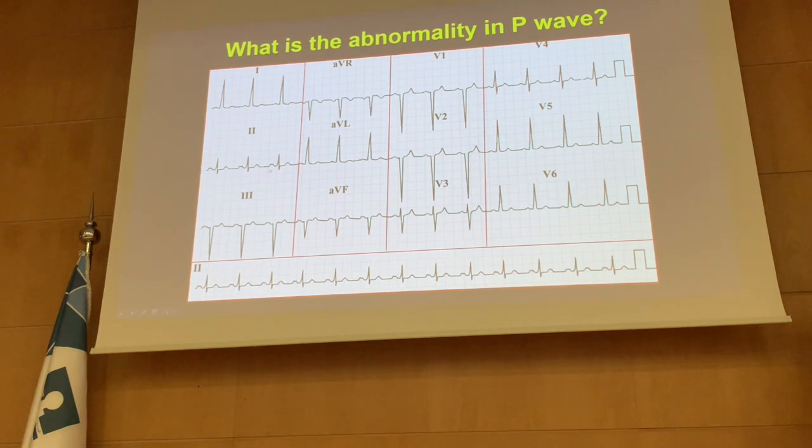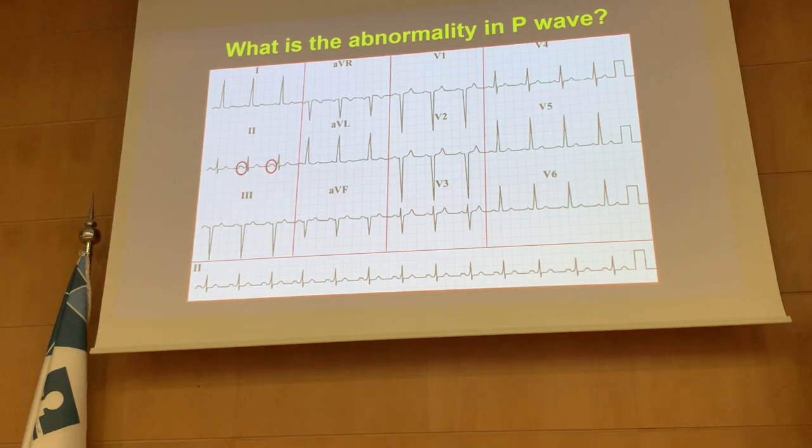Okay, just forget about this now. The QRS complexes are okay, they are narrow, and the rate is good. So an abnormal shape of the P wave, abnormal width or height, cannot be anything except atrial dilatation.